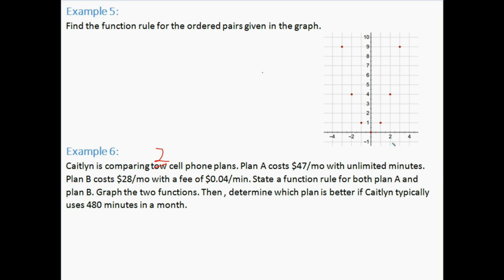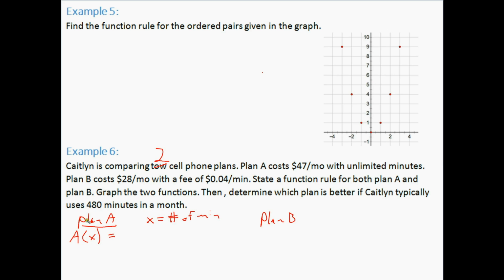So state a function rule for both plans. We're going to have Plan A and we're going to have Plan B. Graph the two functions, then determine which plan is better for Caitlin if she usually uses 480 minutes a month. So Plan A, we'll just call this A of x, where x is going to equal our number of minutes talked, or number of minutes used.